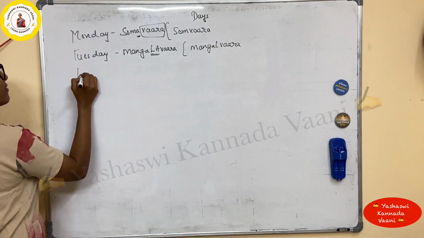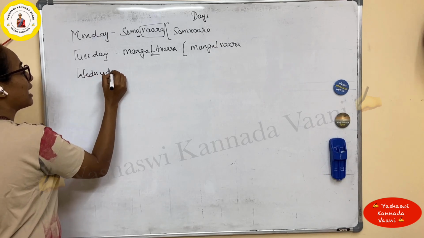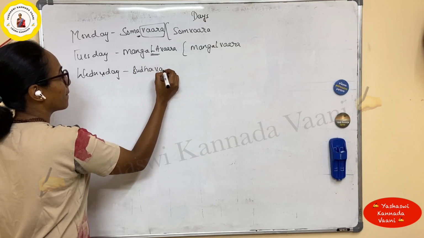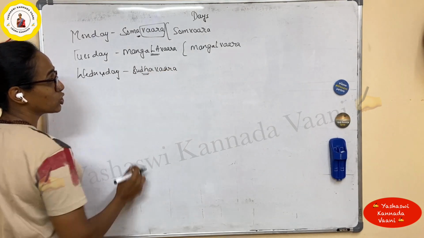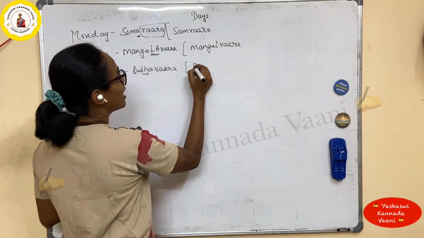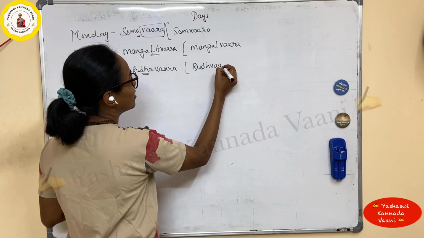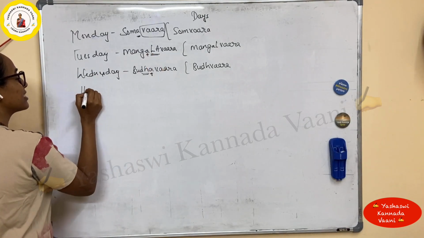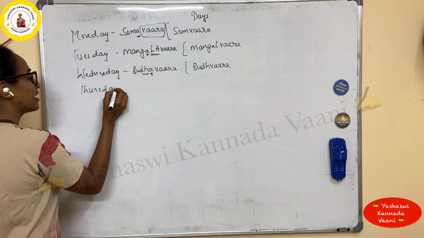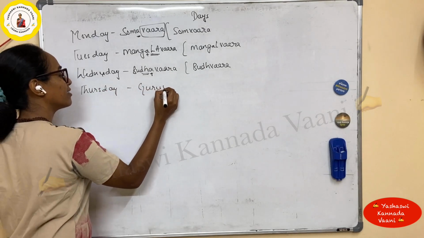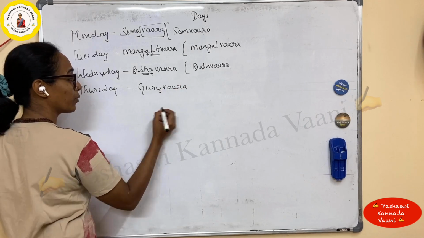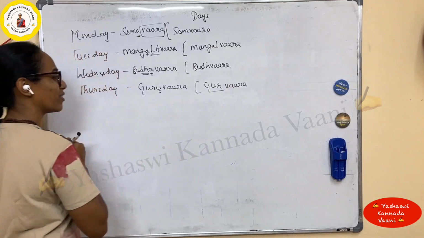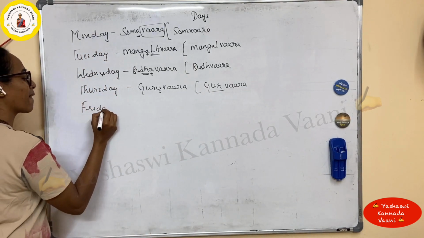Okay? Next is Wednesday. The written version is Budhavara, and Dha needs to be stressed, and the colloquial version is Budvara. So everywhere you just have to remove that A sounding. Next is Thursday. Thursday is Guruvara. So here you will remove the U, which will become Gurvara. Guru. Okay? Next is Friday.